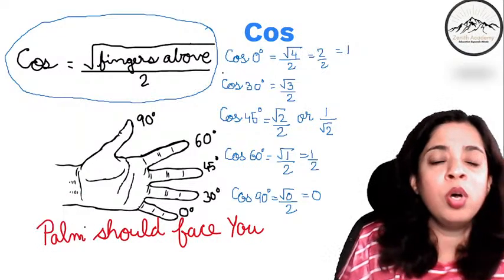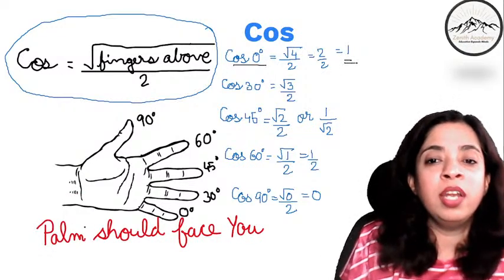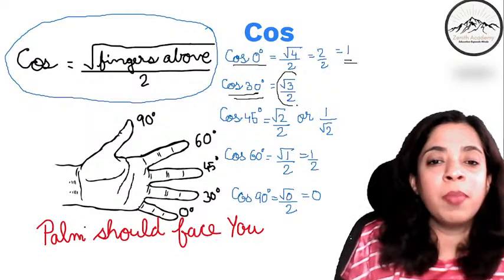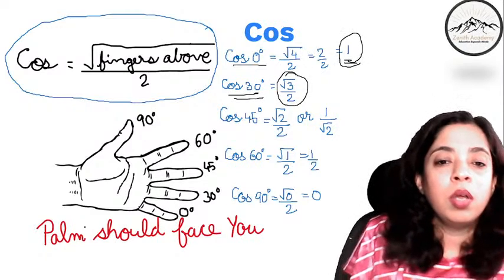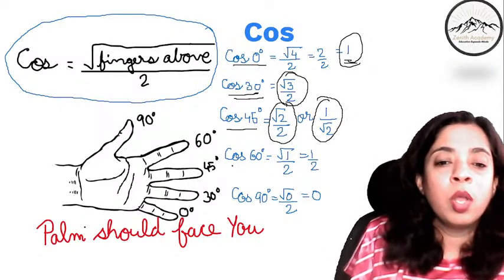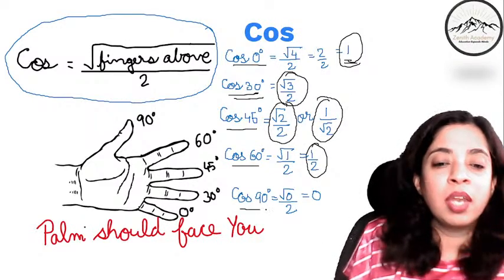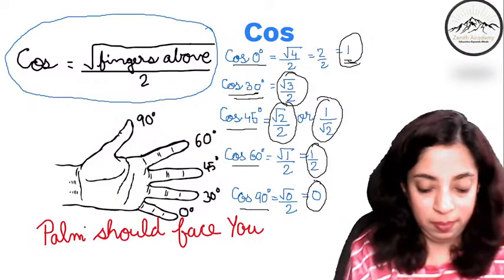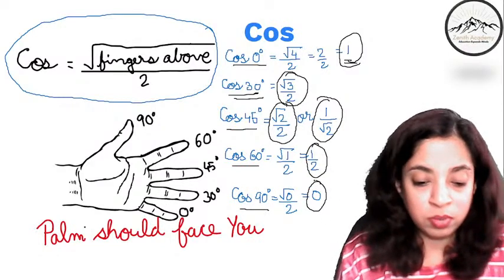Understood, everyone? So cos 0 is 1, cos 30 is √3/2, cos 45 is √2/2 and 1/√2, cos 60 is half and cos 90 is 0. Clear to you, all of you?